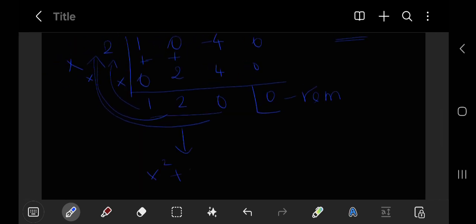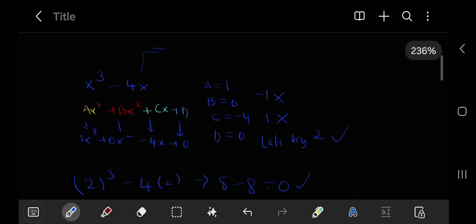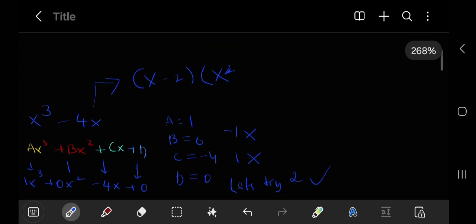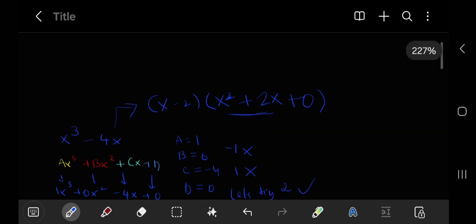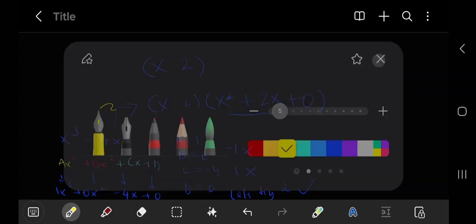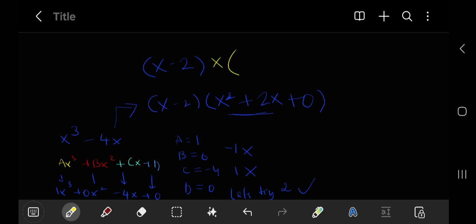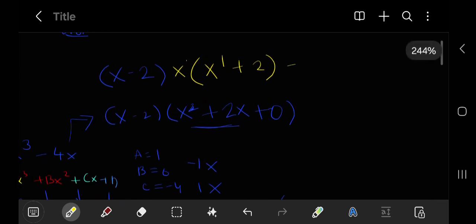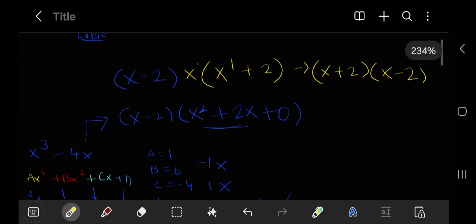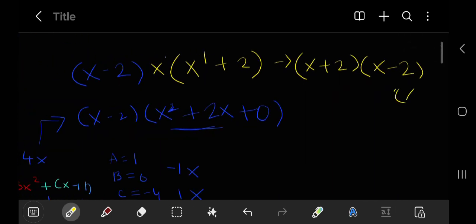And my quadratic form will be x² + 2x + 0. Cool. So I have my x − 2, and I have my x² + 2x + 0. 0 doesn't make any difference, so I'm taking x common from the second term, leaving me with x(x + 2). So totally my answer will be (x − 2)(x + 2)(x), and this is my final answer.